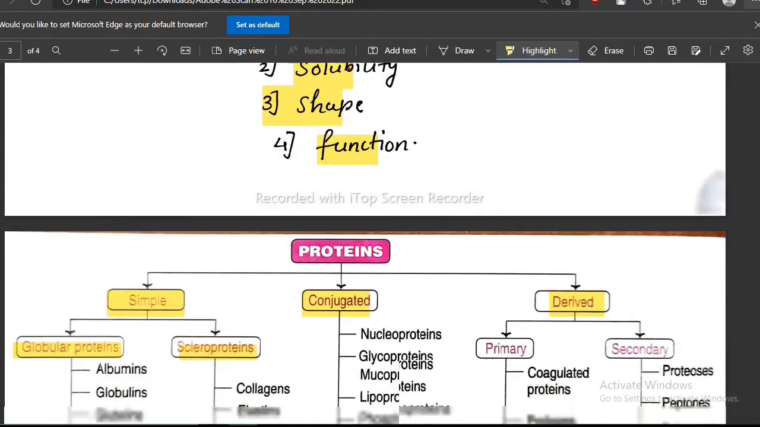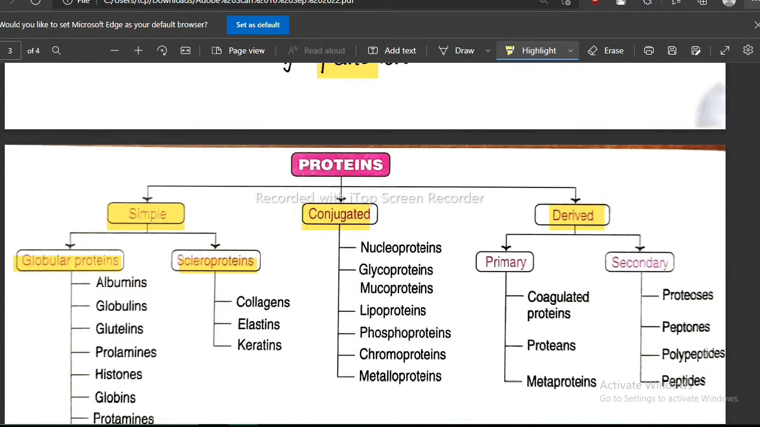Is it clear? It is called as conjugated protein. If you want to write, you can write these proteins are, या फिर this protein contain protein part attached to non protein component.